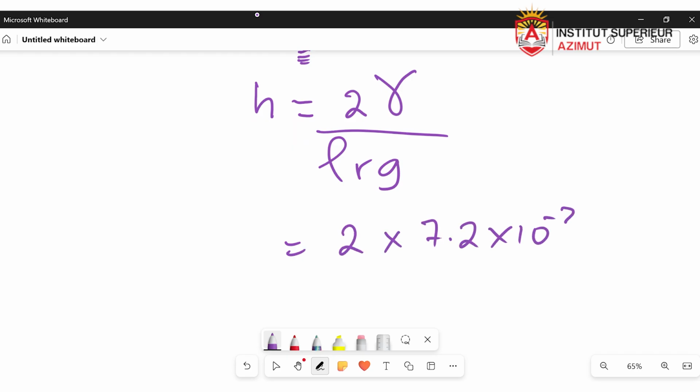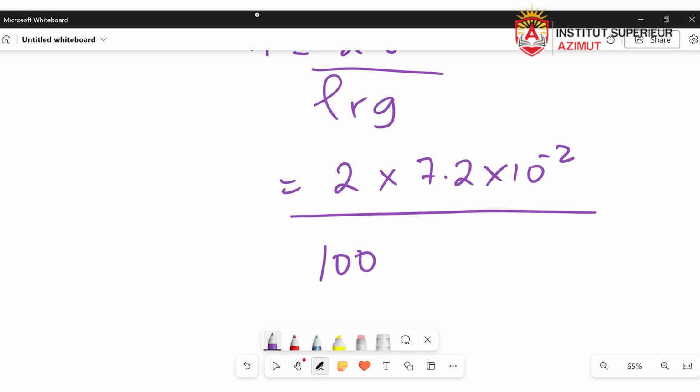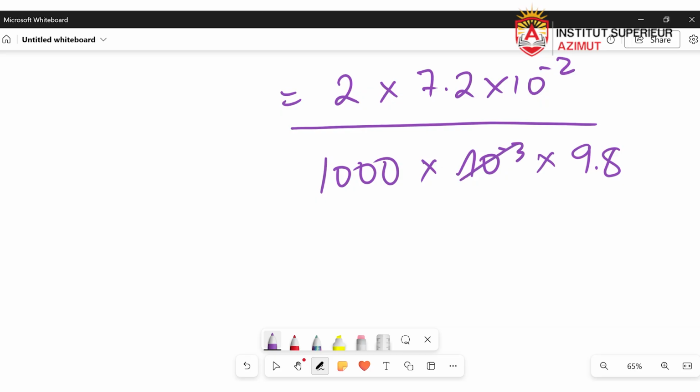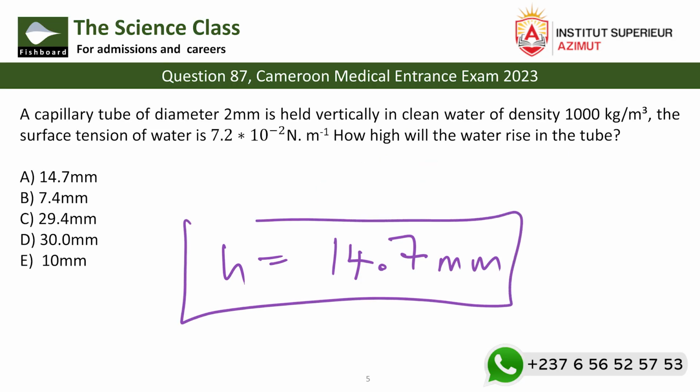So let's compute that. So 2 gamma is given by 7.2 times 10 to the negative 2. Rho is 1000. The radius is 10 to the negative 3 meters. And then we have g, which is 9.8. So when we compute that, we have 14.7 millimeters. So that is the height.